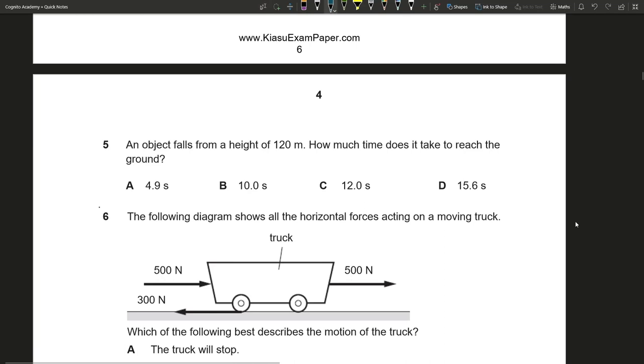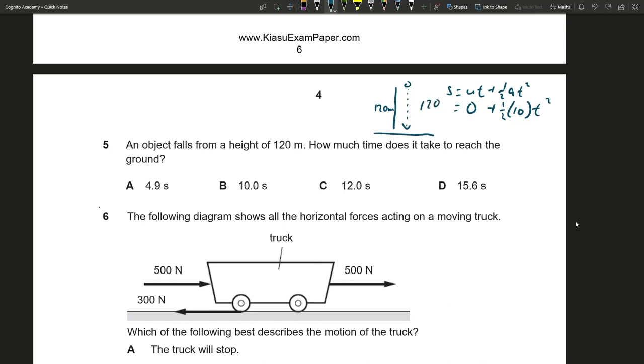An object falls from a height of 120 meters. How much time does it take to reach the ground? So we have 120 meters here, and an object falls to the ground, and we are asked how much time it takes. We can use the expression s equals ut plus half at squared. Assuming that the object starts from rest, because we're not given any info here, ut is 0, and half at squared is half times, we take a as 10, t squared. A is 10 because it's given by the gravitational acceleration. s is the distance it traveled to fall to the ground, which is 120 meters. So here we have 24 equals t squared, and t equals 4.9. So the answer here is A.